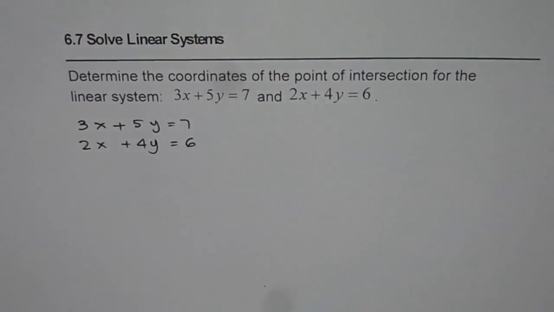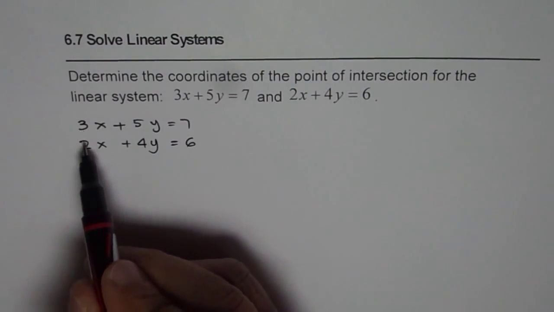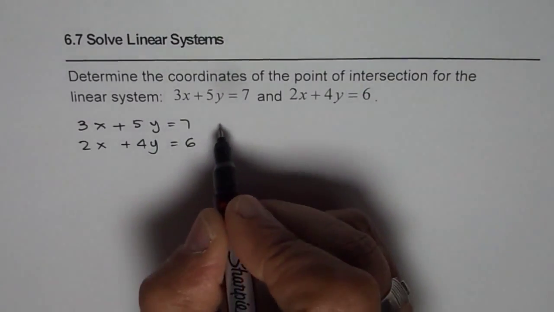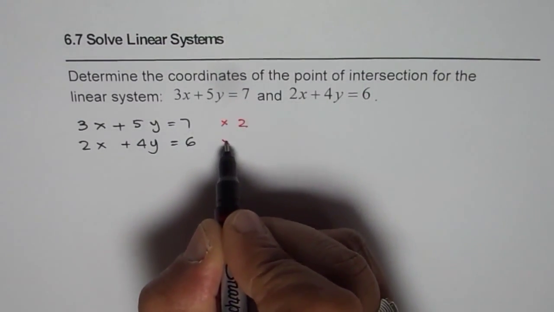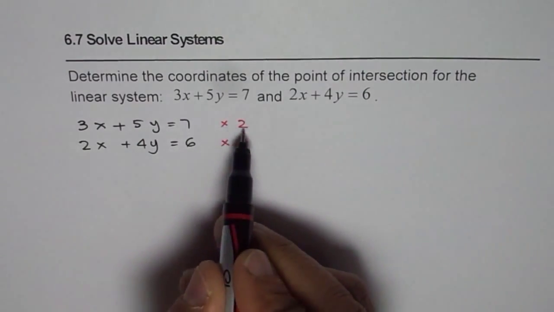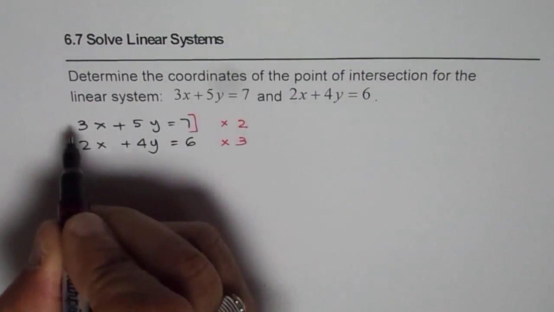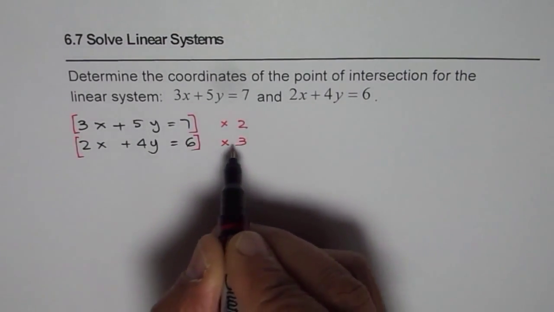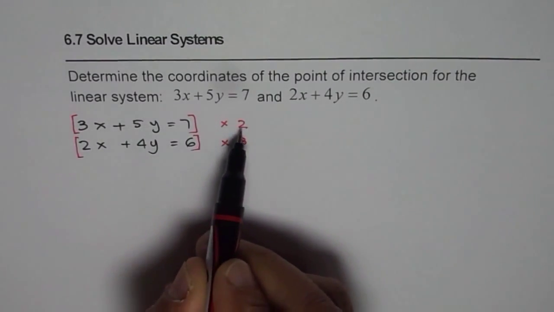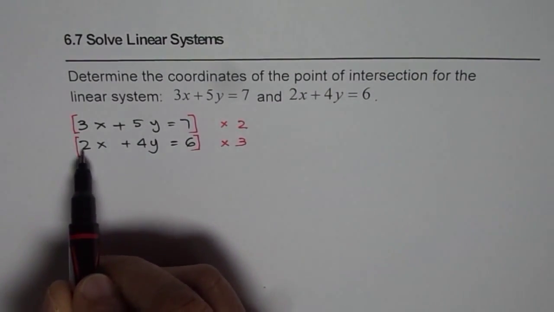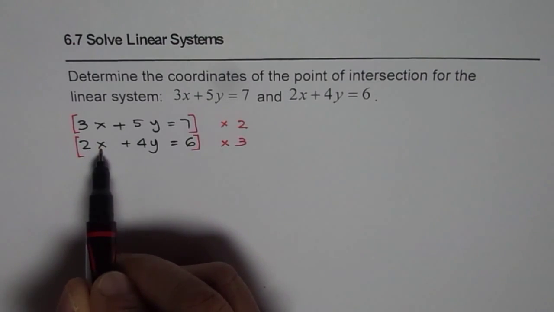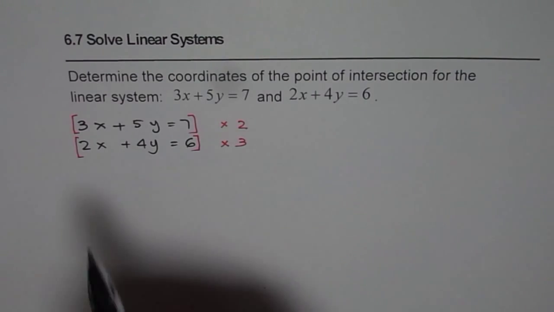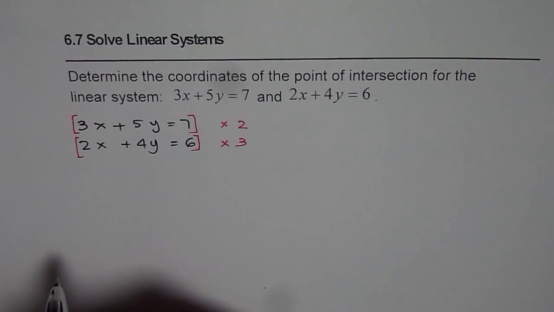Now to eliminate any variable, we need to make their coefficients exactly the same. So let us say we multiply the first equation by 2 and the second equation by 3. When I say multiply the first equation by 2, that means everything in it, all the terms, right? Similarly, all the terms in the second equation will be multiplied by 3. Then 2 times 3 will be 6, 3 times 2 will be 6. These two coefficients will be the same. Once we take away one from the other, we can eliminate the terms with x. That is how the elimination method works.